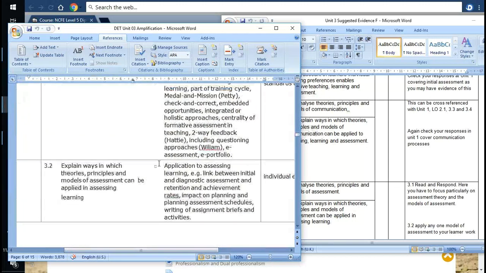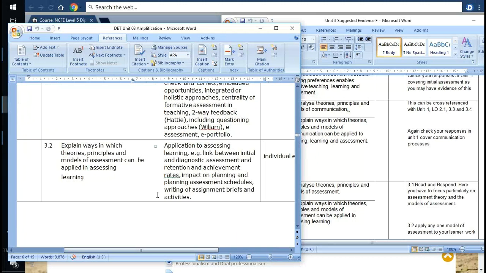Yeah. So there's plenty of information on there. And then into 3.2, explain ways in which theories, principles, and models of assessment can be applied in assessing learning. Again, which one applies to me? Yeah, that one on 3.2. Out of all the assessment methods you've just discussed, what's the one that you use, and which theorist does it nearly match into?